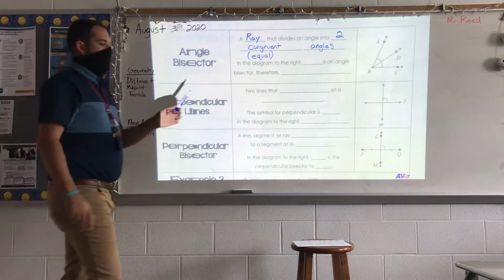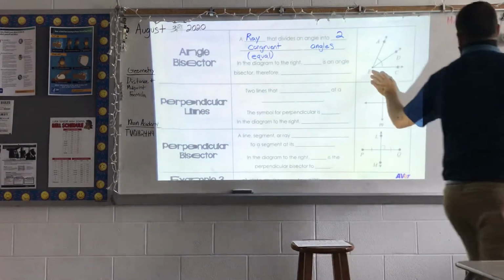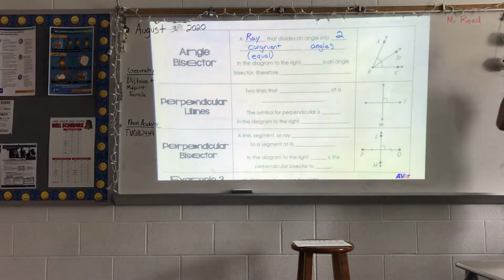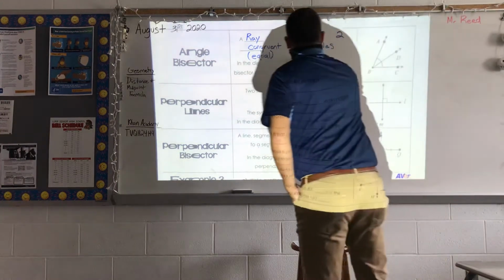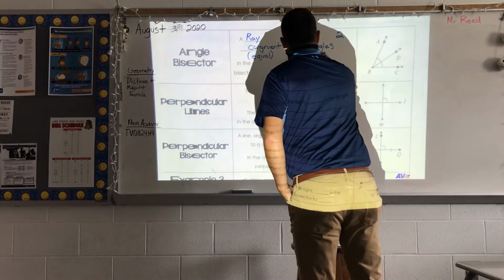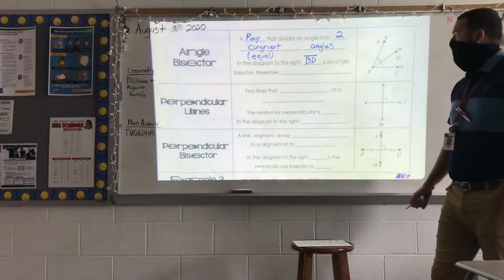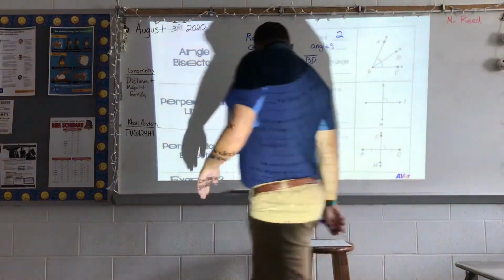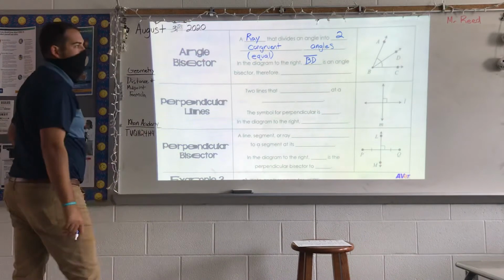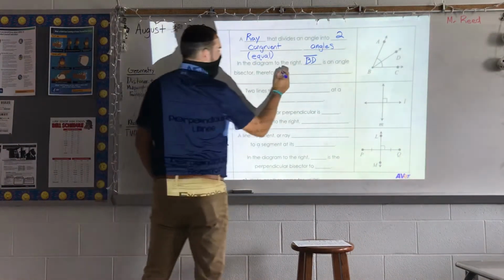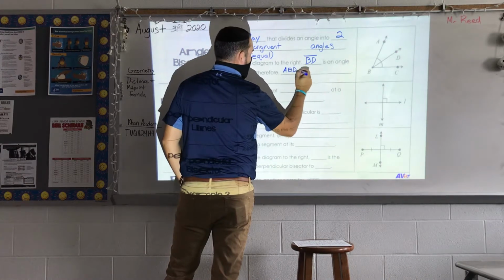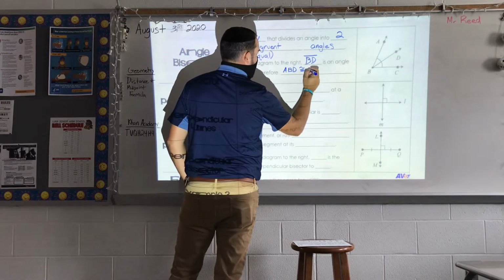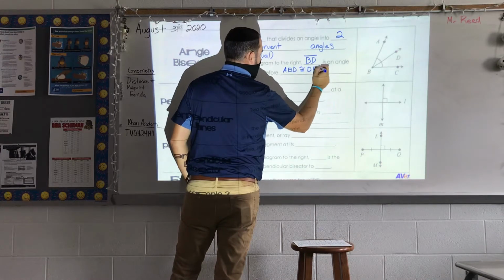So if we look at the diagram over here, what would be the name of the ray that bisects that angle? D. What's it go to? B. D. So BD is an angle bisector. Therefore, angle ABD would be congruent to angle DBC.